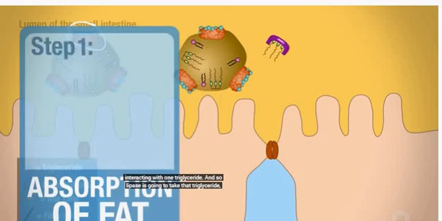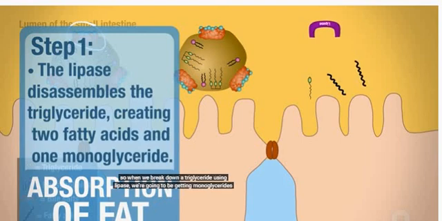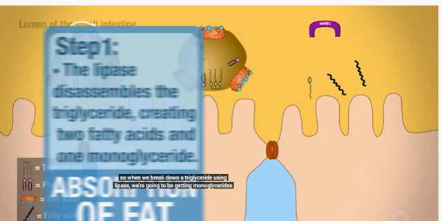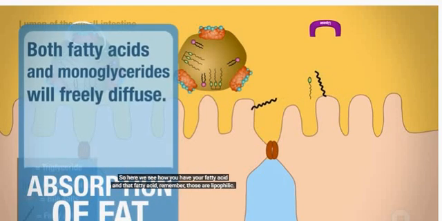When we break down a triglyceride using lipase, we're going to be getting monoglycerides and fatty acids. Okay, so they're no longer coupled together, right? So now what happens? Here we see your fatty acid, and remember, those are lipophilic. So fatty acids can freely diffuse across the epithelial cell.